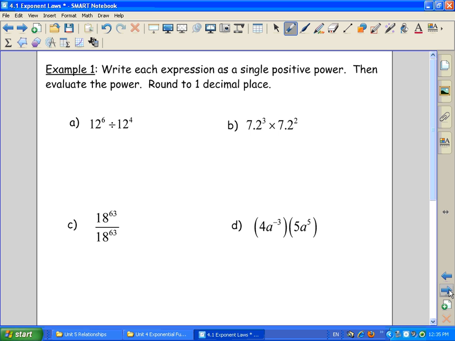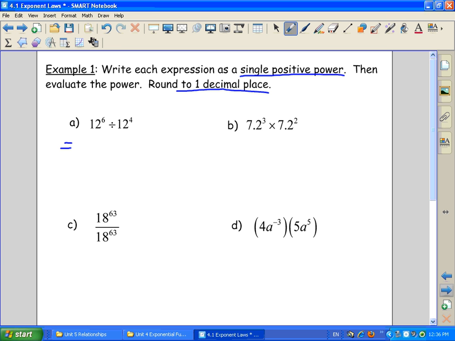Okay, write the expression as a single positive power, then evaluate the power and round to 1 decimal place. All right, so first of all, we have to recognize what law we're going to use, and then we have to see if we can solve it as well.